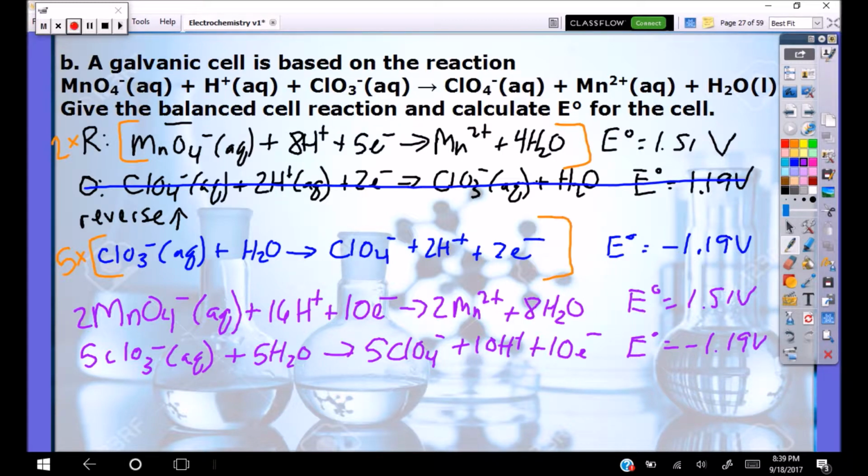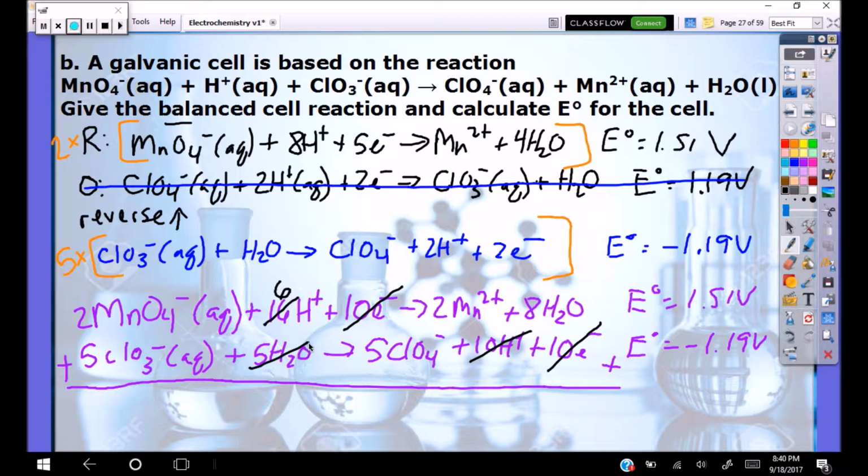All right. We have the proper amount of electrons. We can add everything together now. This one we have to be careful with, though, because we have waters on both sides and we have H pluses on both sides. That will definitely cancel out. So let's cancel out everything first. We've got 10 electrons on the left, 10 on the right. With H plus, we've got 16 on the left and 10 on the right. We can cancel out 10 of these and make that a 6. And then we've got 5 waters on the left. We can cancel this out and make this a 3.